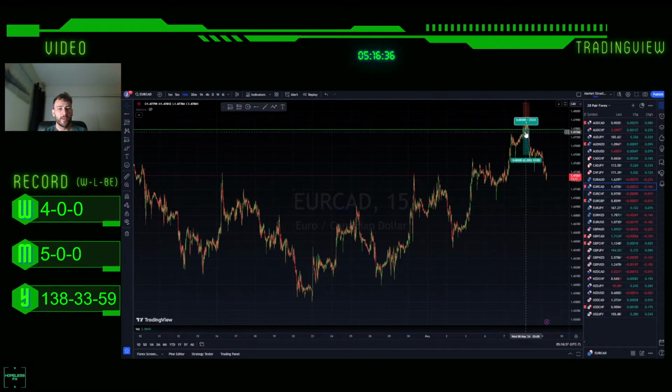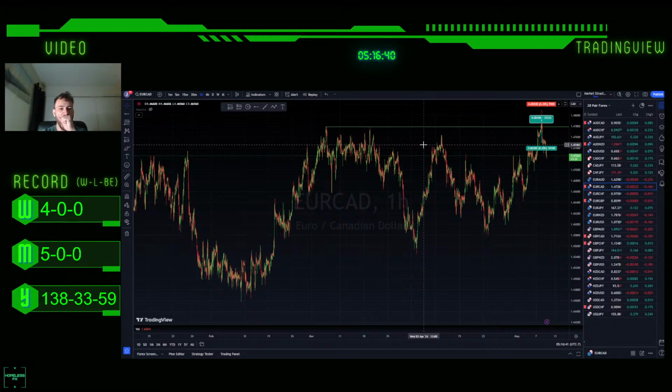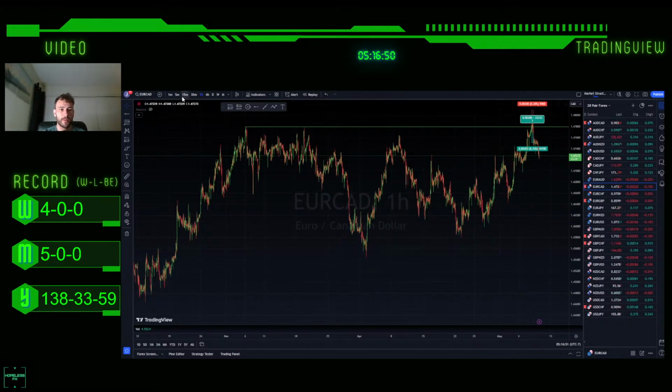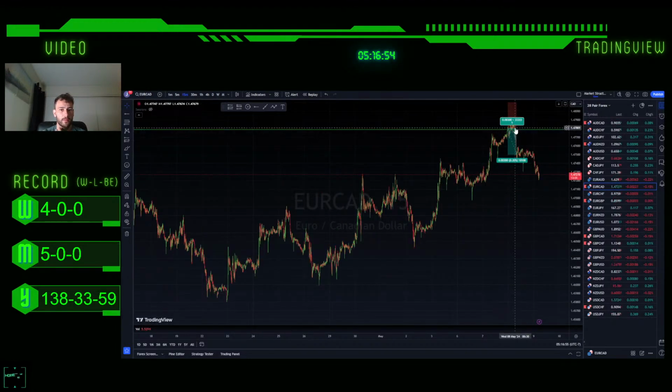EURCAD, this is our winning trade from yesterday. Again, pretty similar to the AUDCAD trade. We had these previous resistance points. We got into the sell as price came up to this level, and price has since rejected, but we're looking to capture just a quick 30 pips on this one.